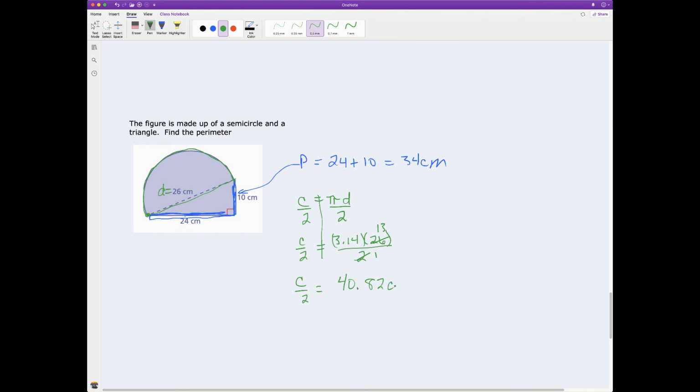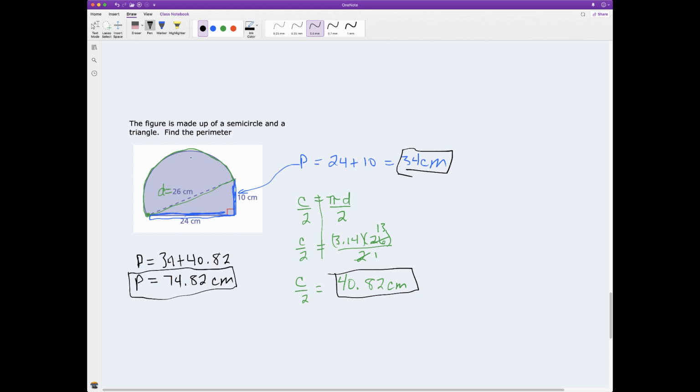So the circumference divided by 2 is 40.82 centimeters. Now to find the perimeter of the composite figure, I just need to add this number to this number. 34 plus 40.82 equals 74.82, and my units are centimeters. So this is the perimeter of this figure, starting at one point, going around, following it, and then coming back.